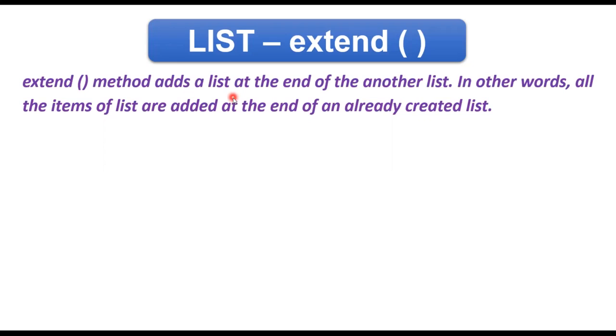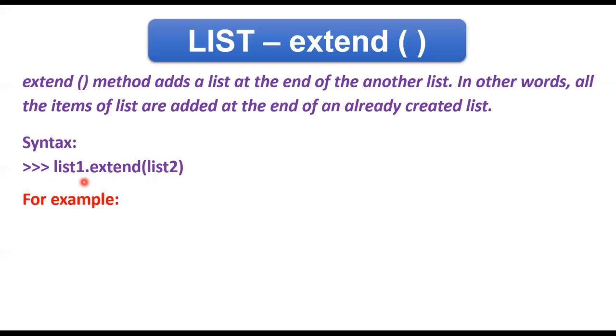Extend method adds a list at the end of another list. That means we are going to add one more list inside the given list. In other words, all the items of the list are added at the end of an already created list. So the syntax for the same is list1.extend(list2). List1 is my already existing list, and list2 is the list which I want to add in list1.